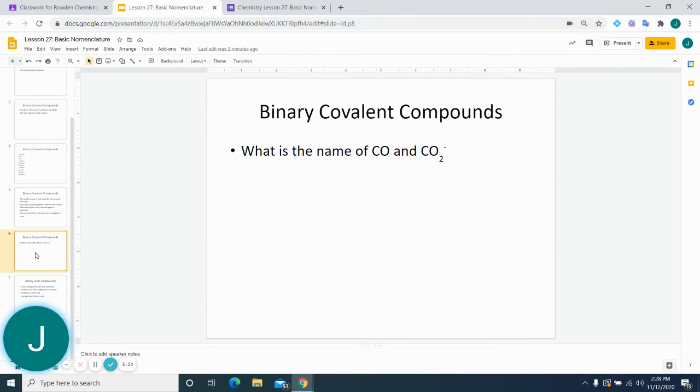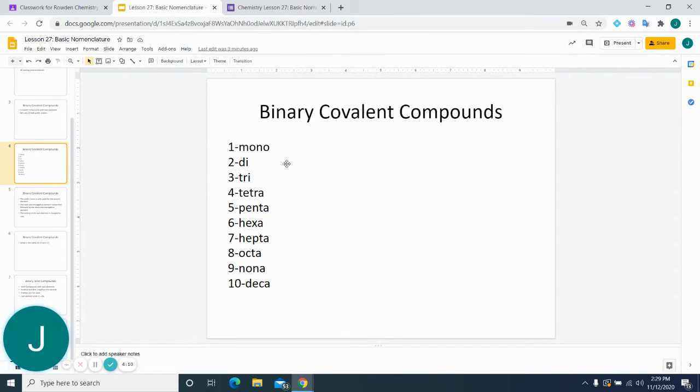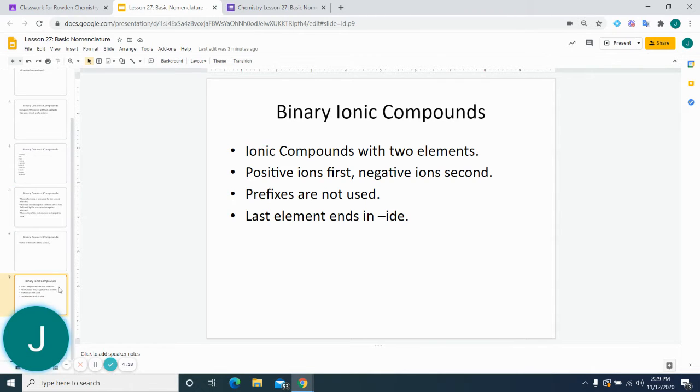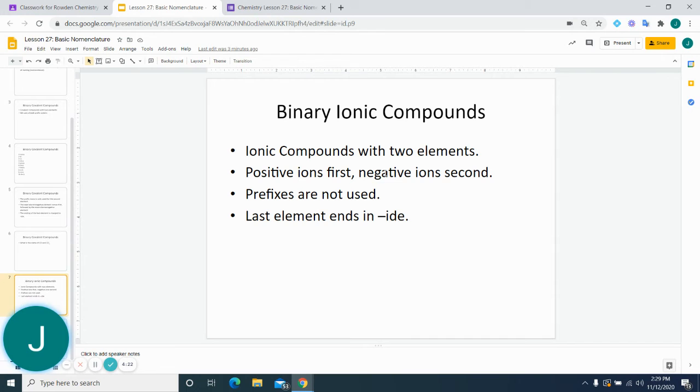And then with that, we move on to ionic. Now with ionic, we're looking at something from the left of the periodic table and something from the right of the periodic table, a metal and a non-metal. So what's going to happen, one of them will be positive and one will be negative. For ionic, this kind of confuses people. We don't use these prefixes for ionic. This is only for covalent. So with ionic, you don't say tetra, penta, hexa. You don't do any of that. The reason being is because one is positive, one is negative.